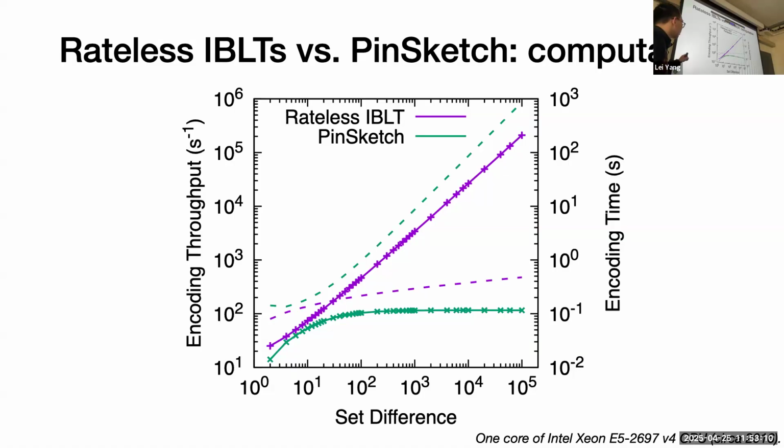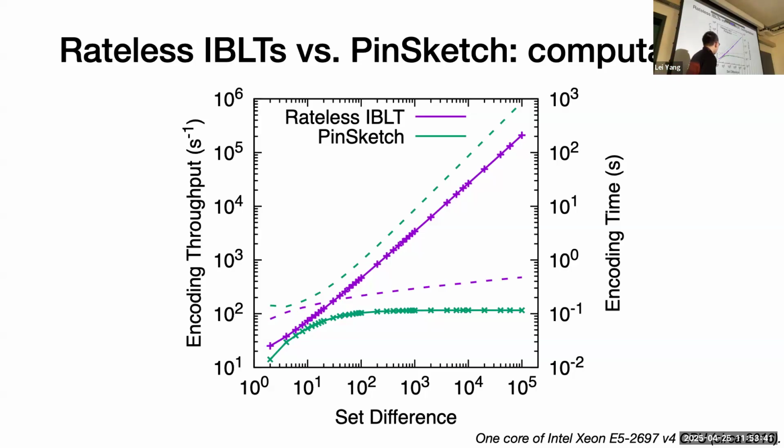So here the comparison is for encoding sketches, and as the size of the set difference increases, the encoding throughput plateaus for PinSketch, which is a variant of Reed-Solomon codes, while for our solution, it just increases with the set difference. How to read this? I took it from the paper.